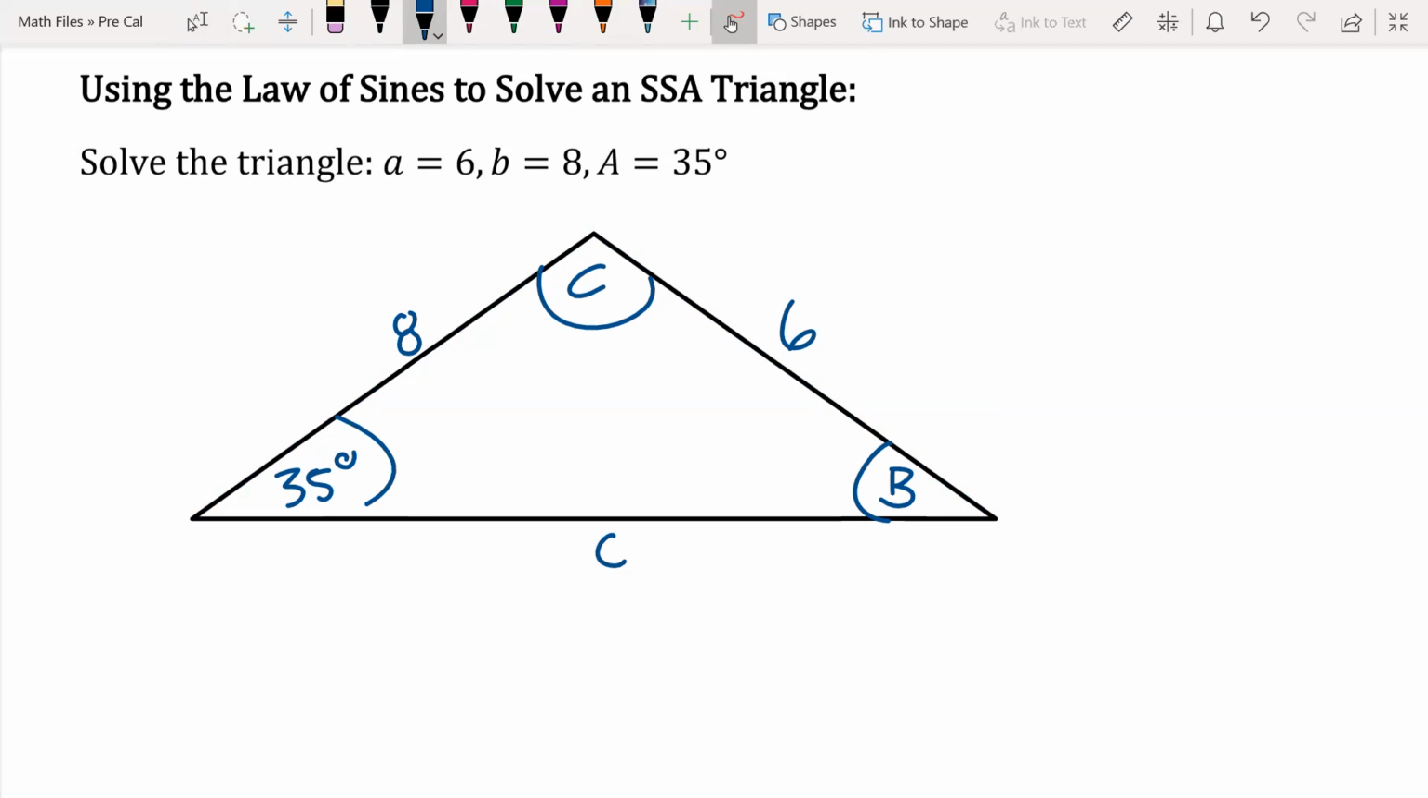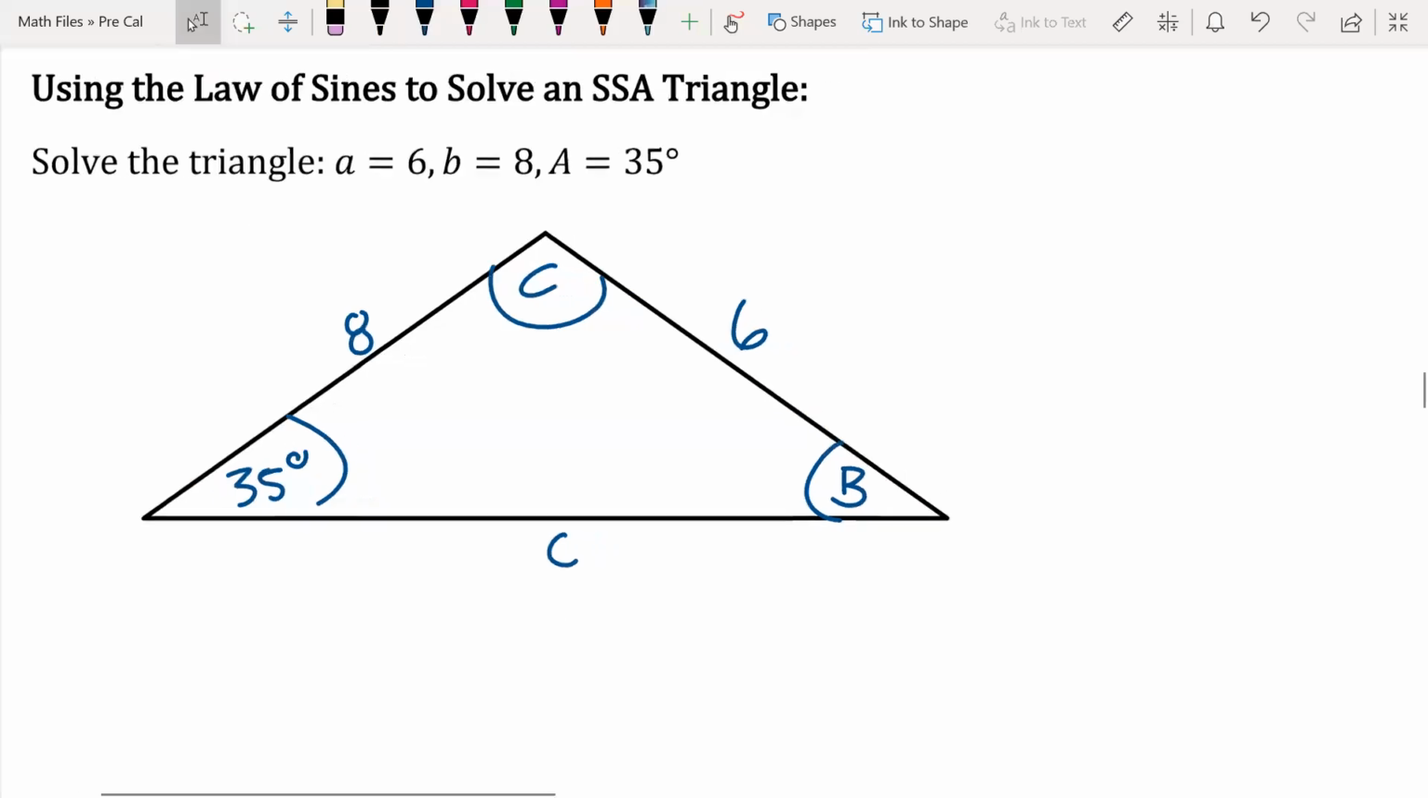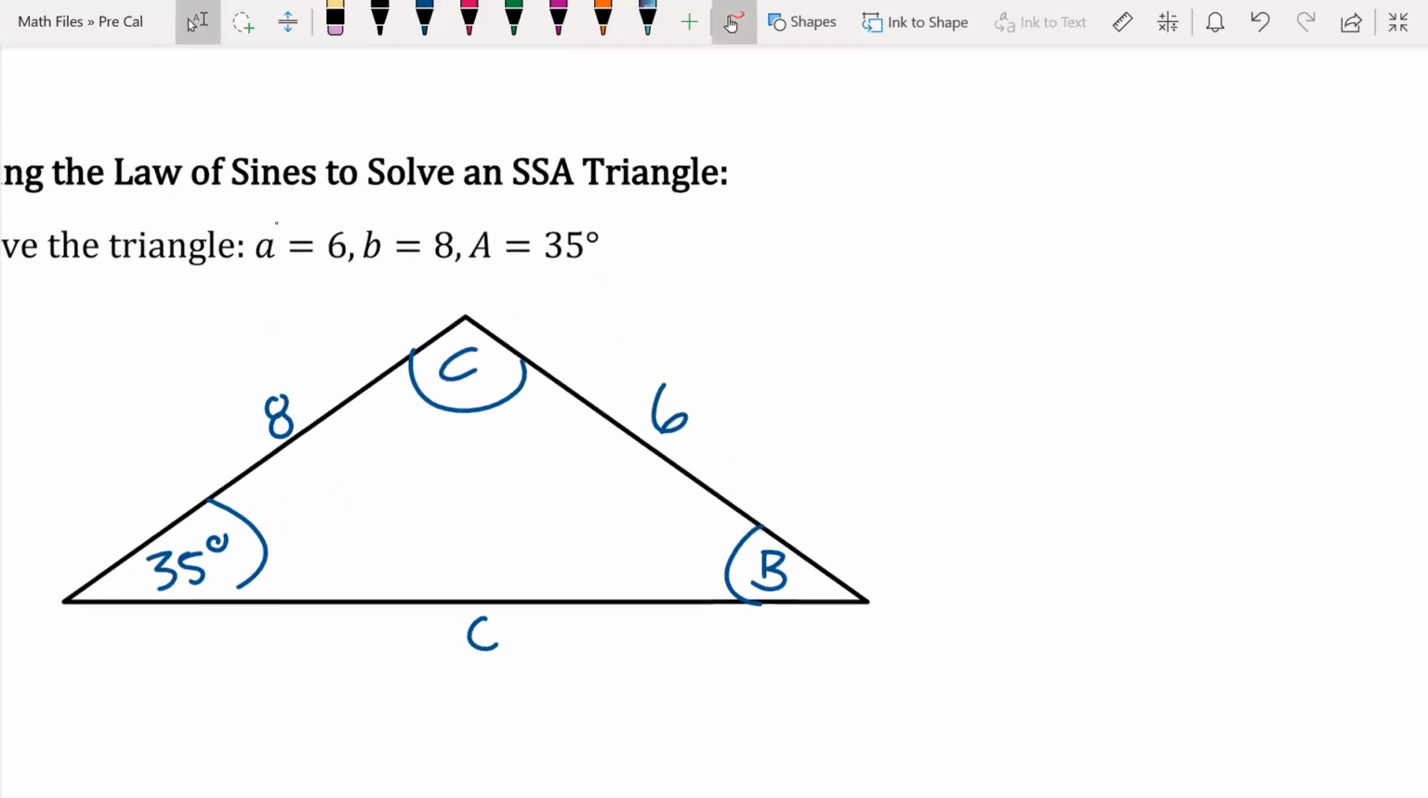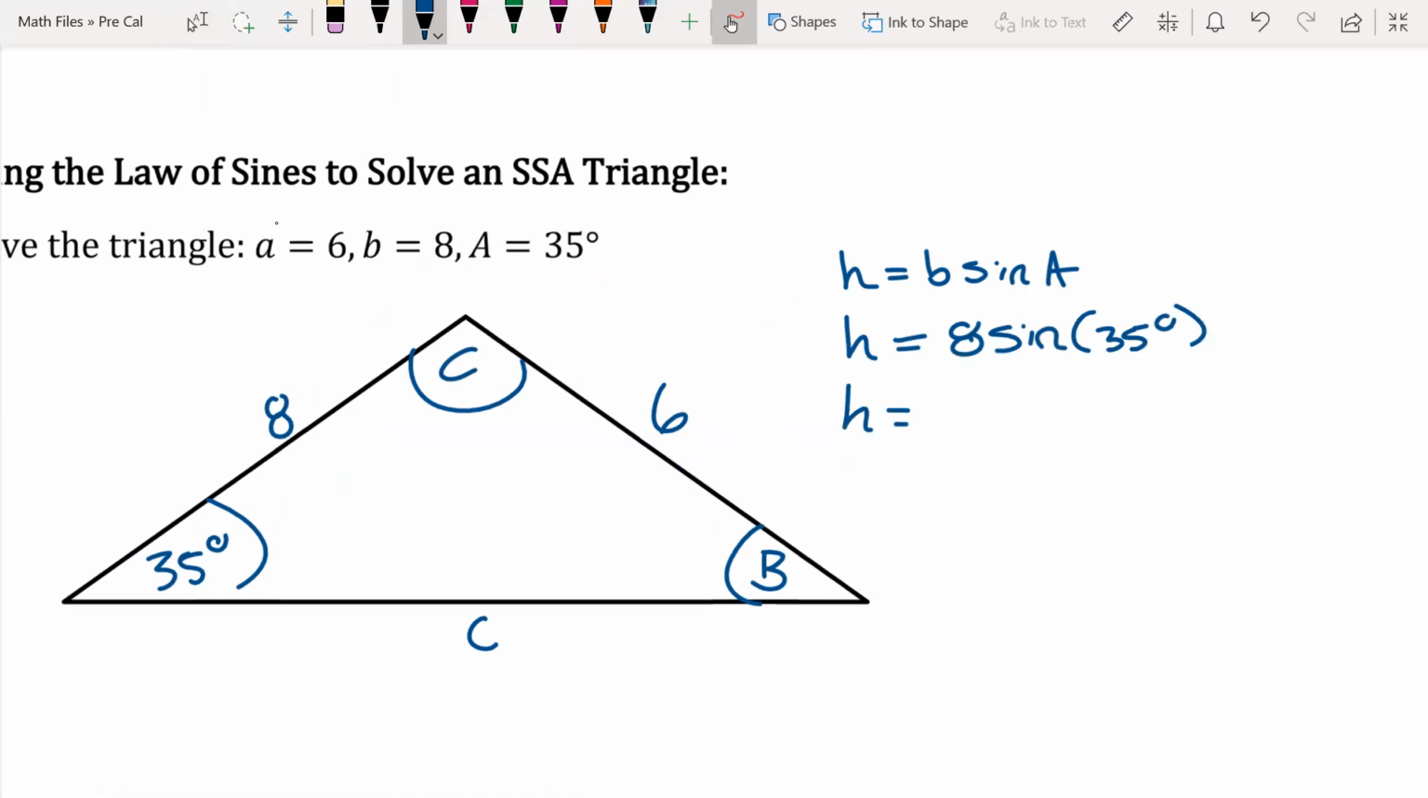Let's check them. So the first thing we want to find is height, right? B sine A. So height is going to be 8 times the sine of 35 degrees. So 8 sine 35. We get 4.59.